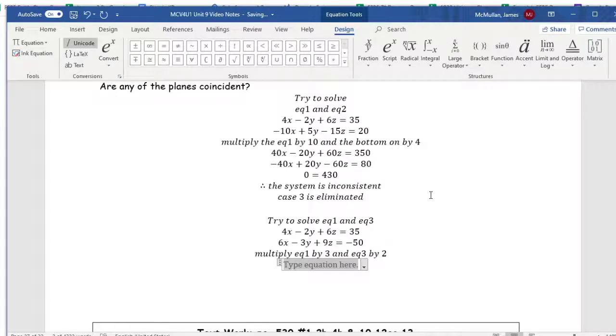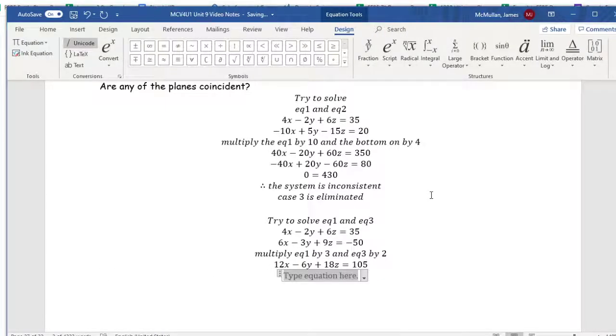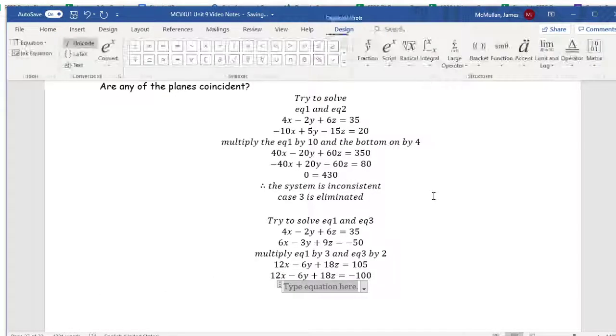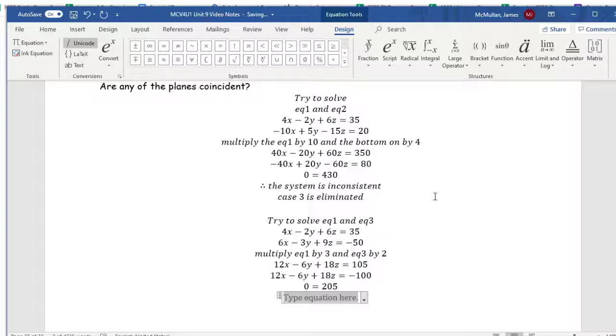Okay, so we multiply the top one by 3. 12x, take away 6y plus 18z equals 105. Bottom one, if we multiply by 2, 12x minus 6y plus 18z equals negative 100. We subtract them, we get 0 equals 205 again.